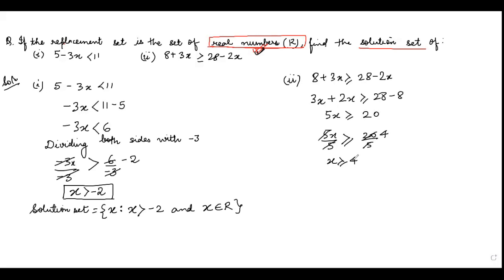All those natural numbers, sorry, all those real numbers, because the replacement set is real numbers, all those real numbers which are equal to or greater than 4 have to be expressed. Again, the solution set cannot be expressed in roster form because there are infinite numbers. Like if I draw the number line, here we have 4, here we have 5, here we have 6. There are infinite real numbers.